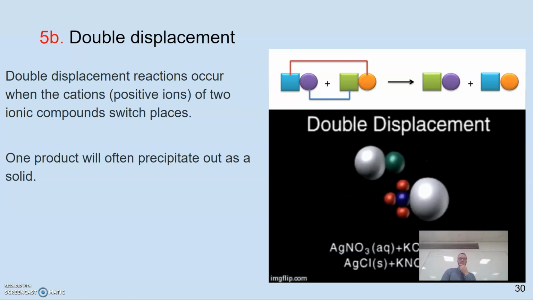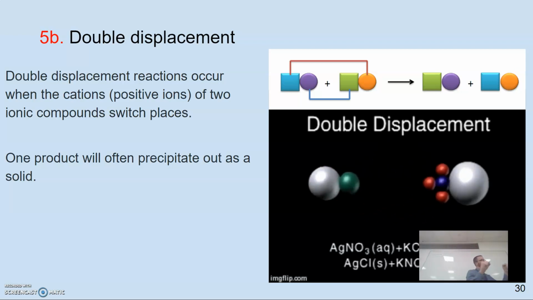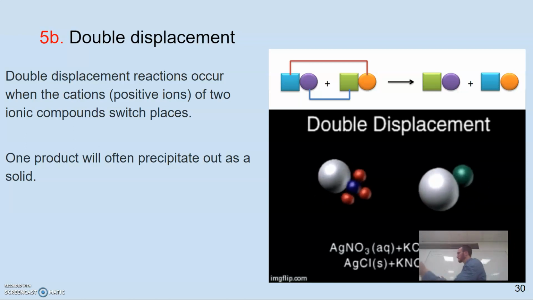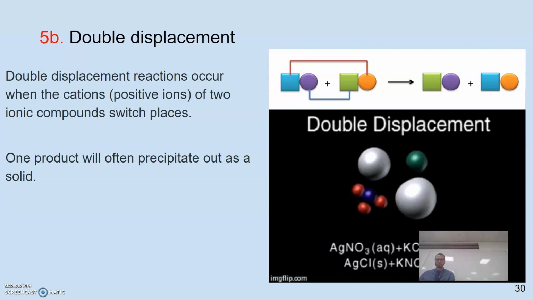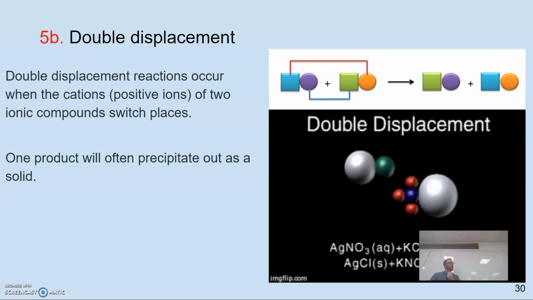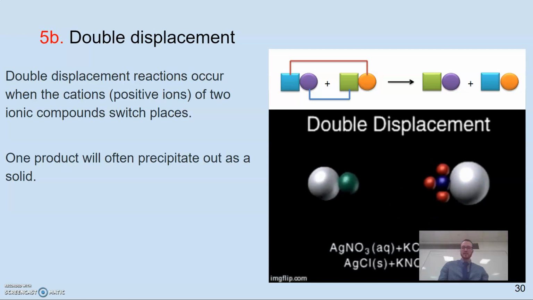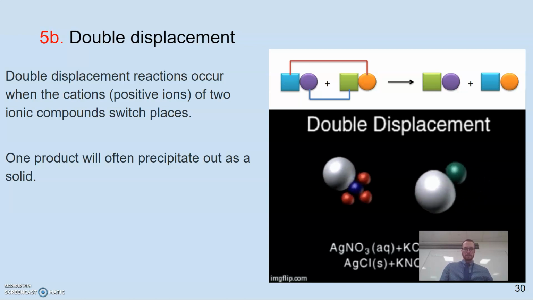Double displacement. It's when I've got two solutions, and as I mix them, they swap. One product often will precipitate out. And so this was our prac we did last week on precipitation.